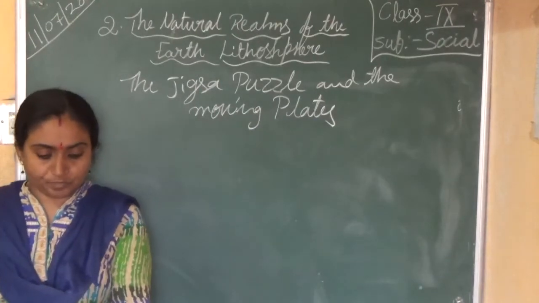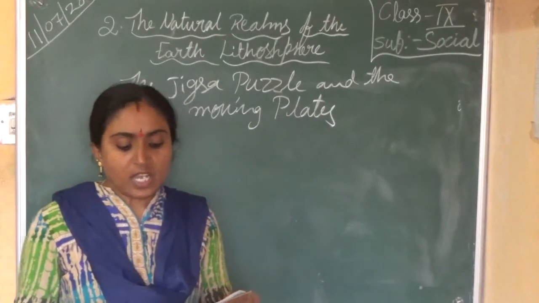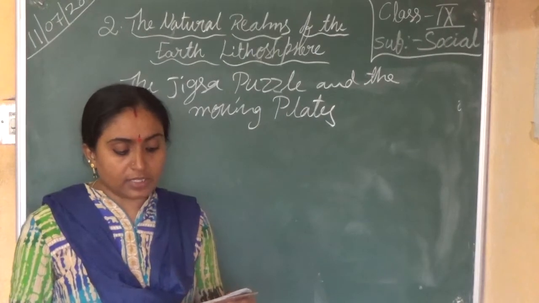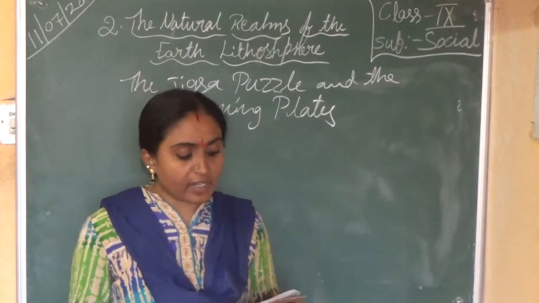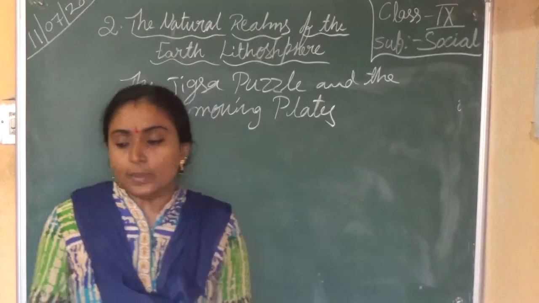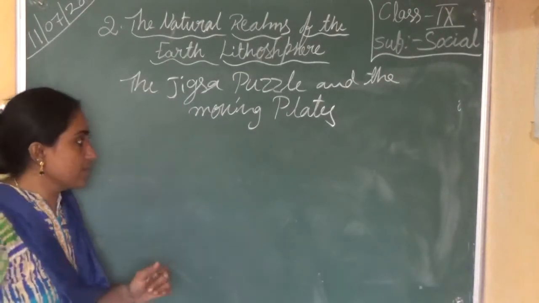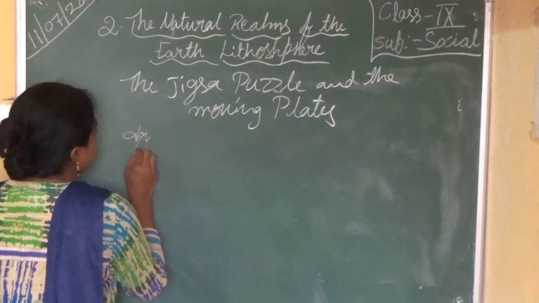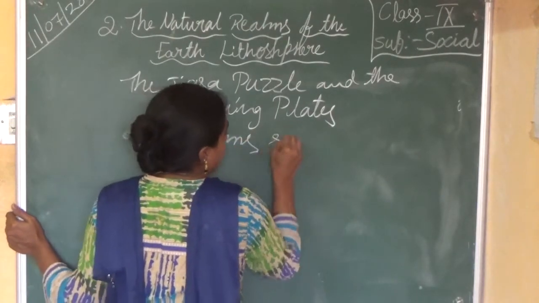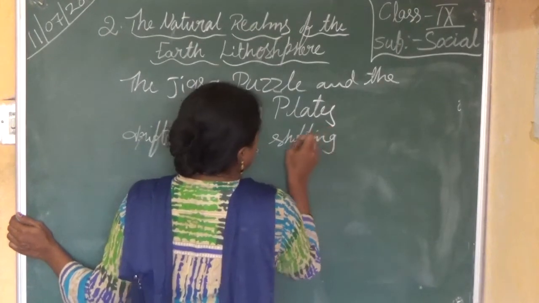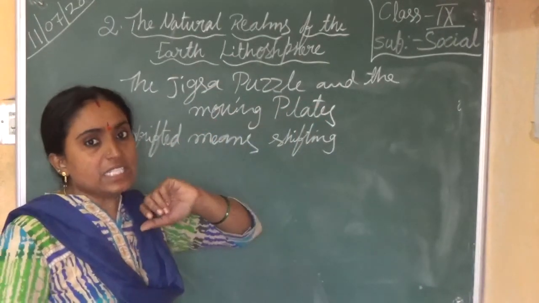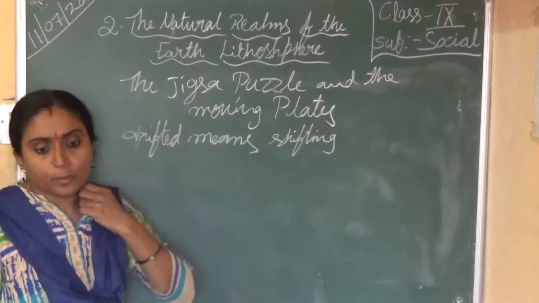And next, we see how many continents look like pieces of a jigsaw puzzle. How scientists found out that in the beginning, probably all continents were held together and how they broke up and gradually drifted and came to their present places. Drifted means shifting. So many years ago they were pushing to each other and finally they got these present places.